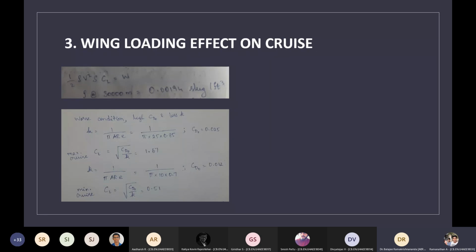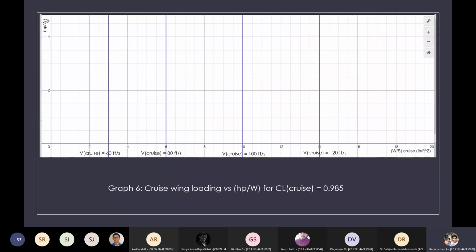So next is wing loading effect on cruise. For cruise condition, I have taken worst cases. One second, sir.